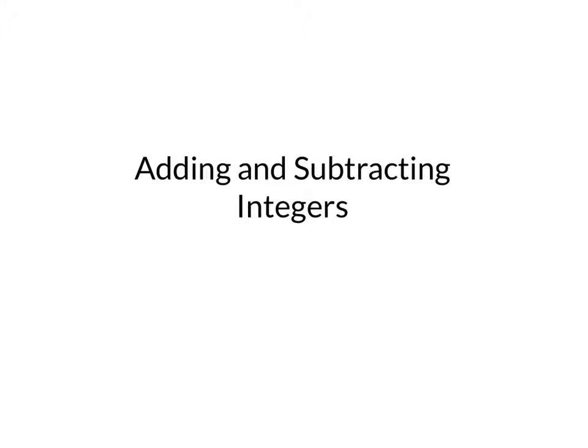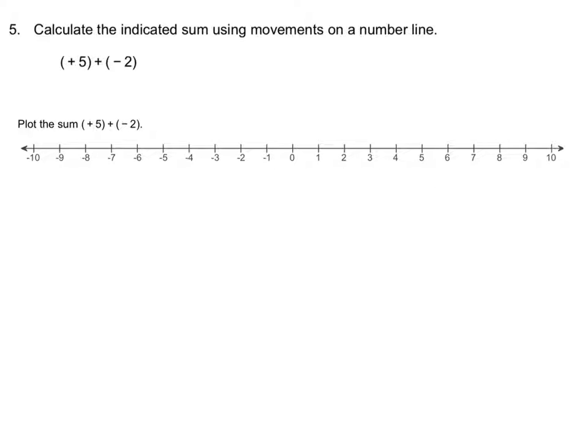Adding and subtracting integers. Calculate the indicated sum using movements on a number line. Positive 5 plus negative 2. We're going to use a number line shown below to calculate this sum, and the sum is just the answer to an addition problem. To use the number line, first we're going to locate positive 5 on the line.